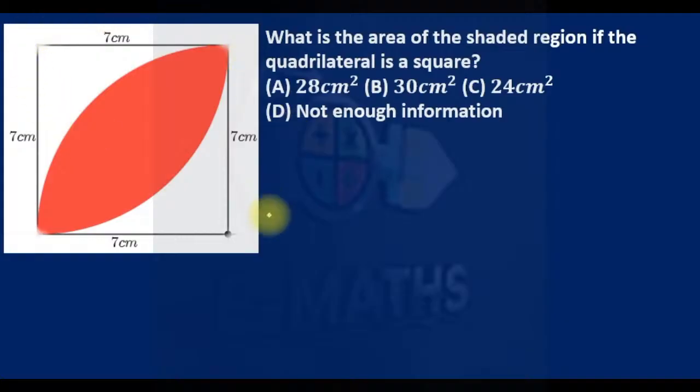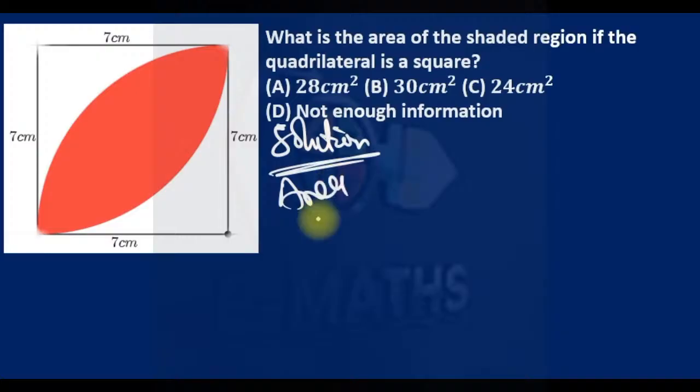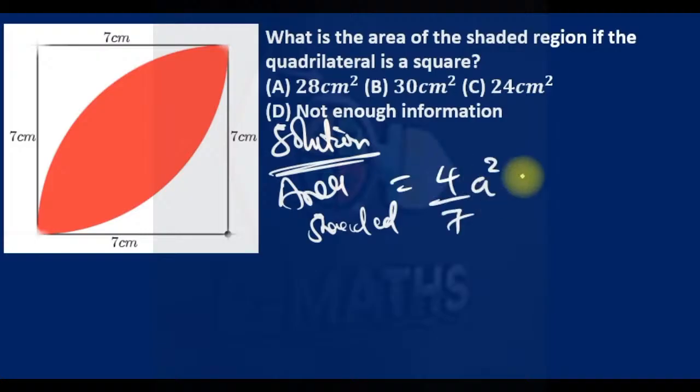Whenever you are given a square and we have this quarter circle and this is also a quarter circle, so they have a common region, whenever you are asked to find the area, the area of the shaded region is equal to 4 over 7 a squared, where a is the side. Yes, so that's the formula.